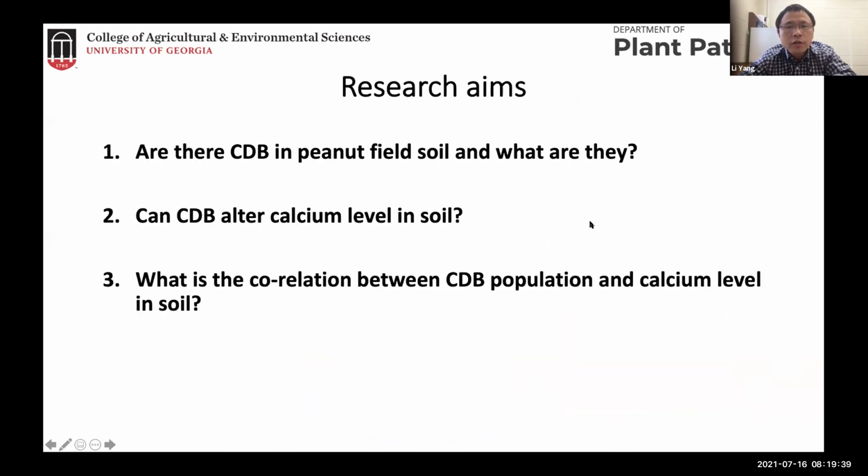For our research, we are interested in these questions. The first question is, are there calcite dissolving bacteria in peanut fields, and what are they? The second question is, can these calcite dissolving bacteria in the field actually alter calcium level? And the third question is, what is the dynamics of the CDB population in the field, especially the relationship between the CDB population and the calcium level in soil?